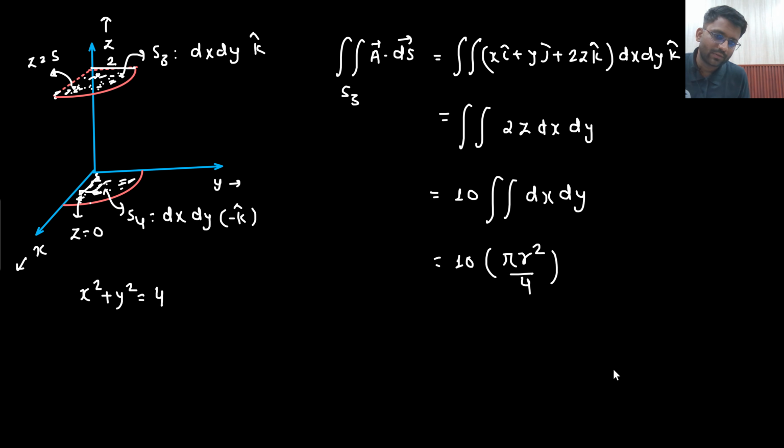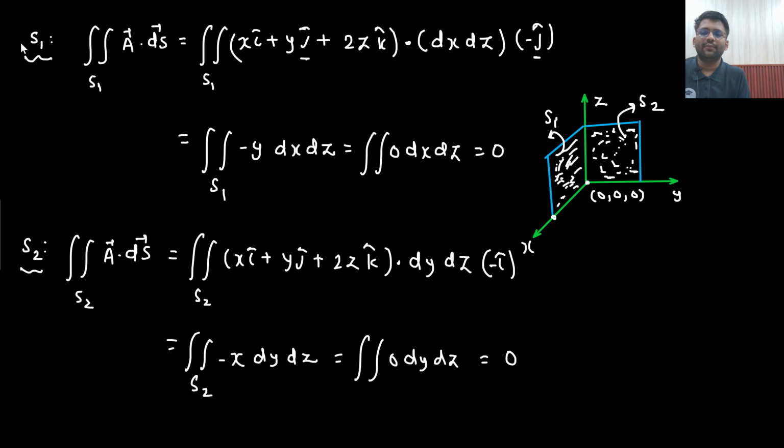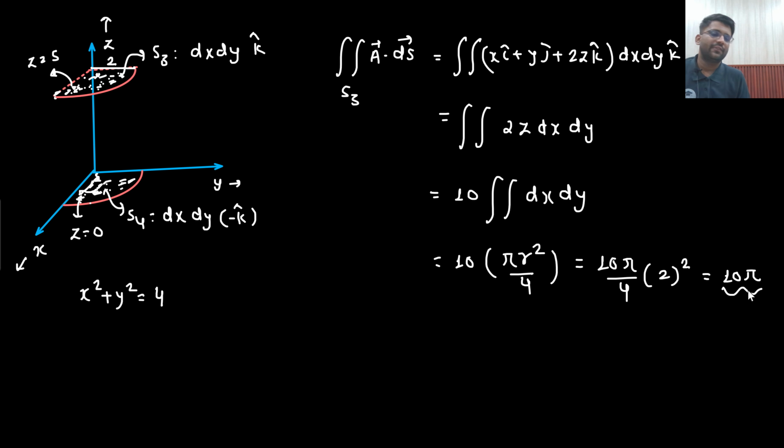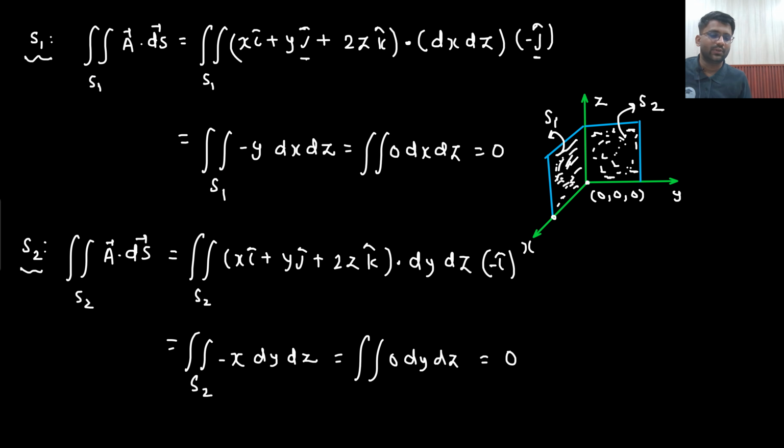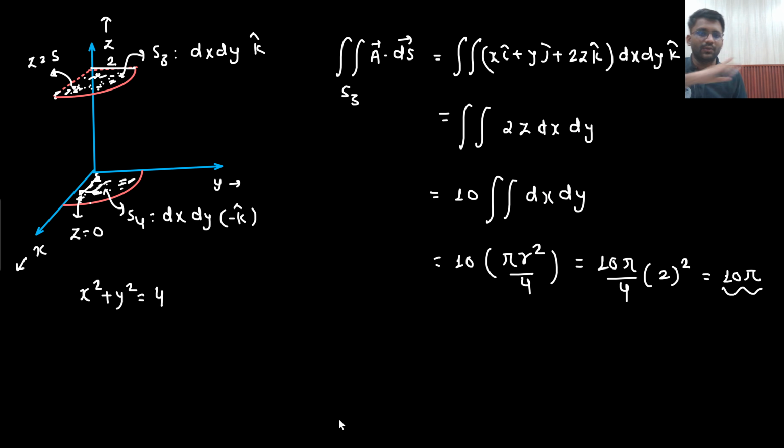Pi r square by 4. Right? So 10 pi by 4 r square, r square is 4. Answer is 10 pi. So from the upper surface 10 pi flux is going on. From S1 surface 0 flux is going on, from S2 surface 0 flux is going on, from S3 surface 10 pi flux is going on. From S4 surface how much flux is going on?